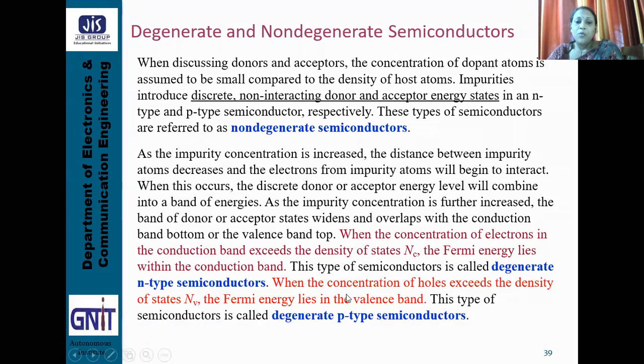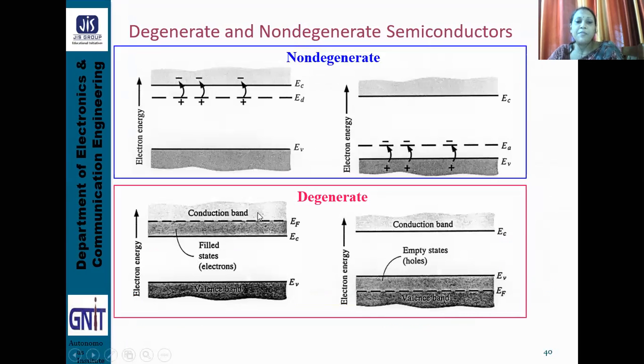So this type of semiconductor is called a non-degenerate p-type semiconductor and degenerate p-type semiconductor, and degenerate n-type semiconductor.